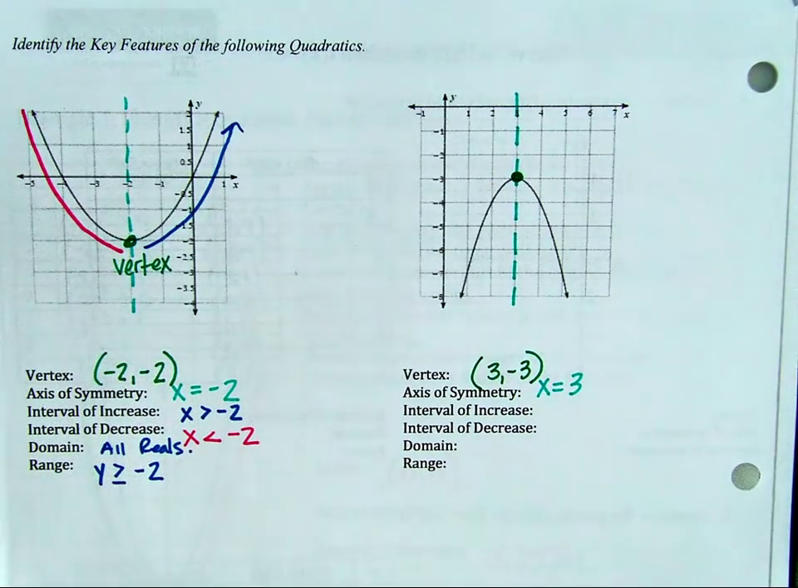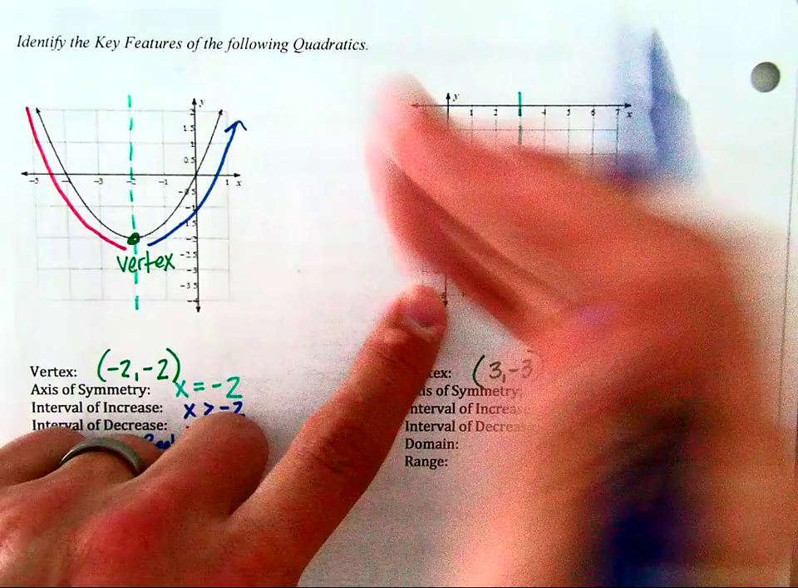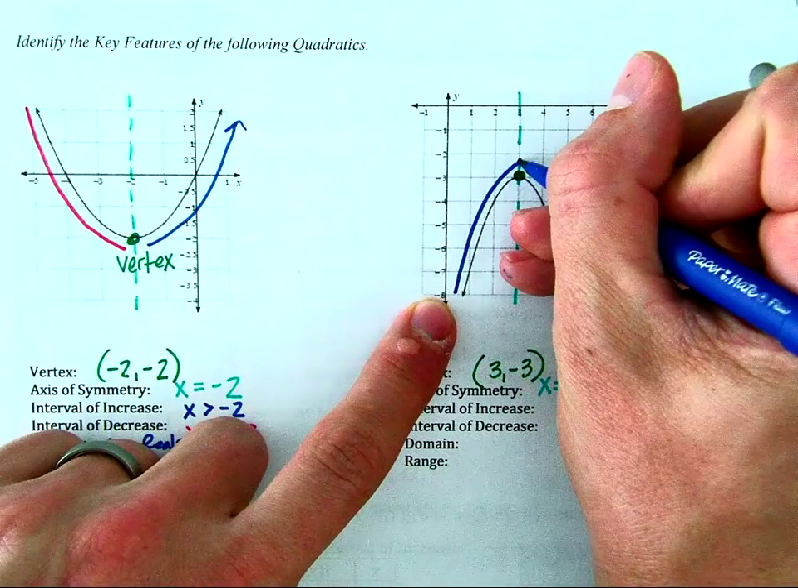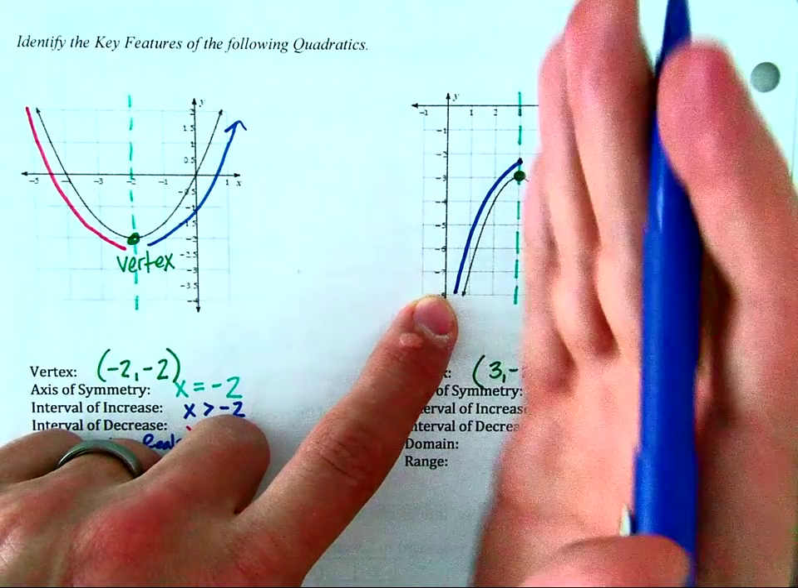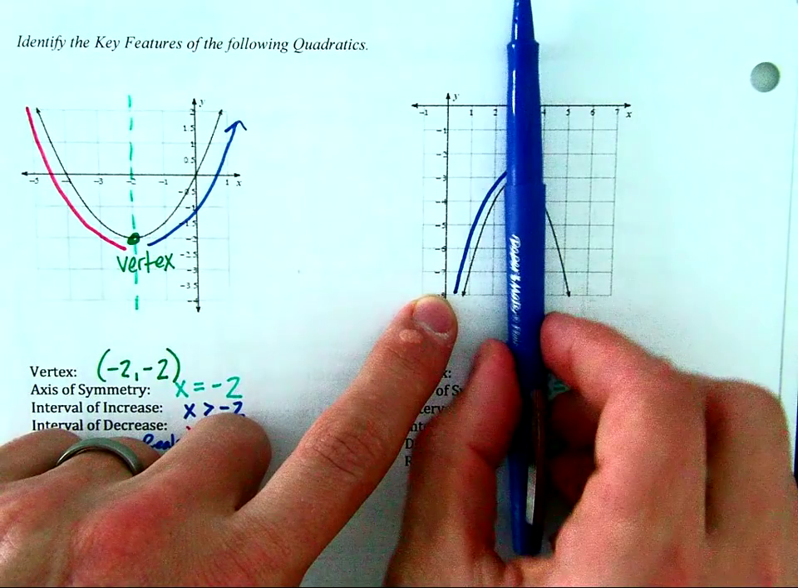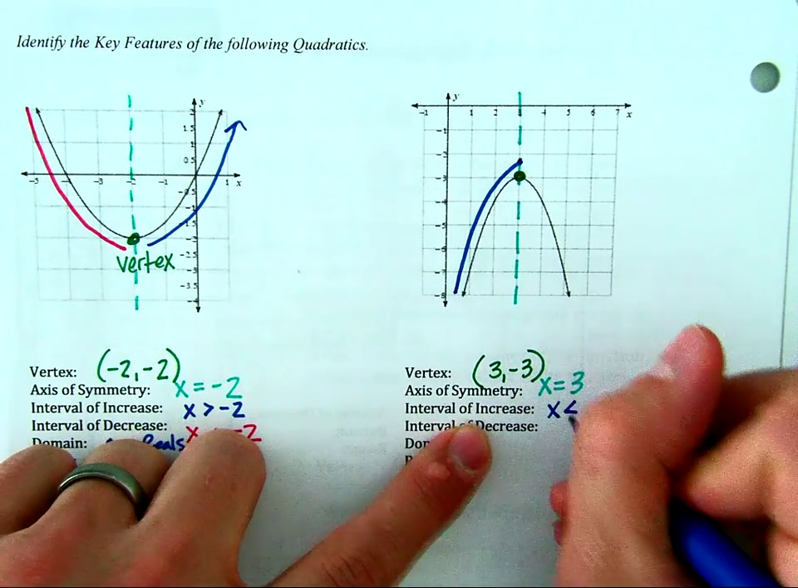Now this is where it kind of gets tricky because you're used to saying, like with the intervals of increase and decrease, but if we follow the graph from left to right, from right here, I am going up, right? So where are we going up? On what side of that axis of symmetry? We are to the left. So we are increasing when x is less than 3.